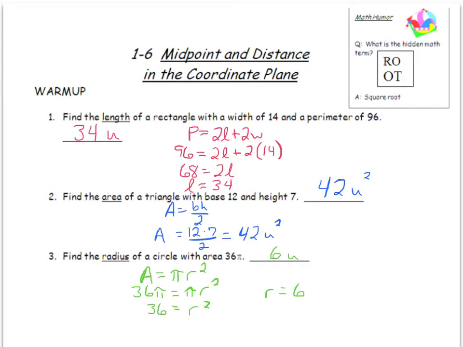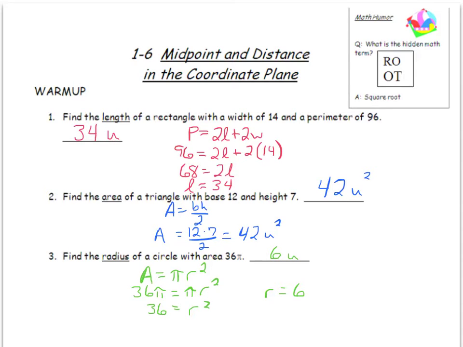So here we go, take a look at the first one. It said find the length of a rectangle with a width of 14 and a perimeter of 96. We're dealing with a rectangle, and they gave me perimeter. So make sure you write down the perimeter formula for a rectangle. P equals 2L plus 2W. And then we fill in what we know. We knew the perimeter was 96. We knew the width was 14. We're solving for the length. So once we do that, we multiply the 2 and the 14, and we subtract it from both sides. We get 68 equals 2 times the length. And divide by 2, our length is 34. So since we're working with 34, length was just units.